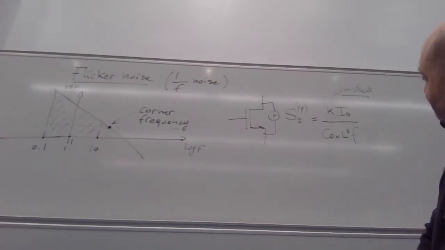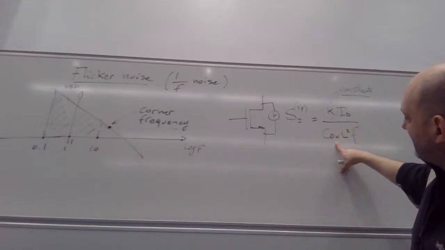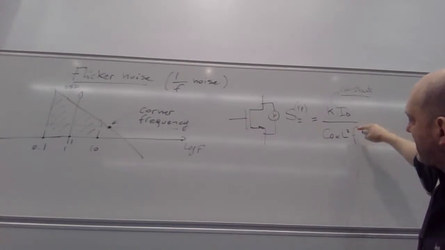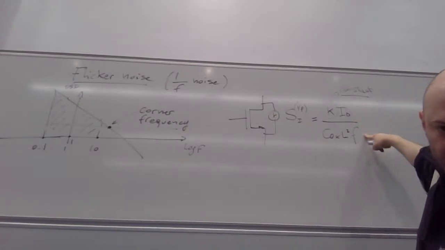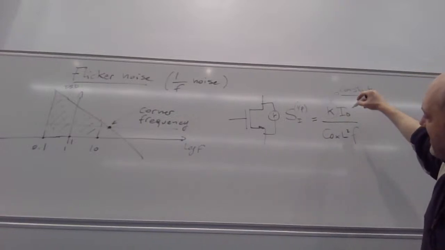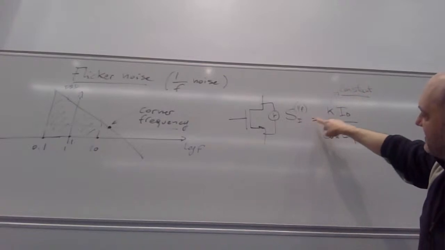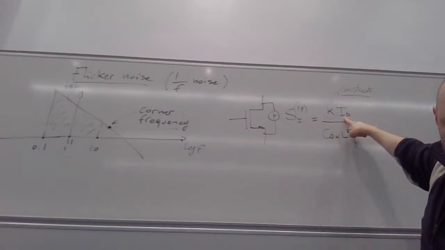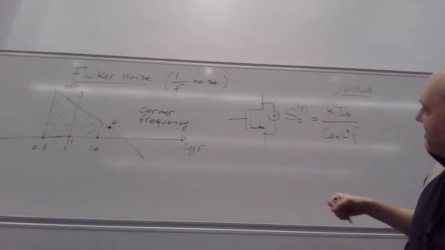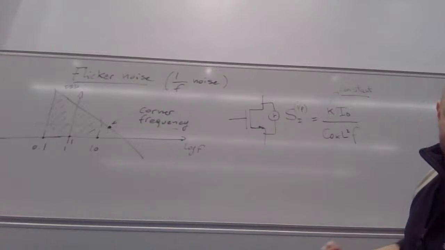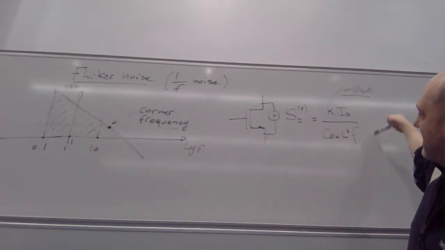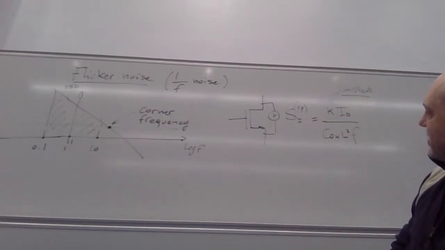And then we have the capacitance of the oxide, the channel length squared, and then of course we have the 1/f contribution there. Right, the crucial thing here is that this noise is proportional to the bias current ID. Okay, so flicker noise is a non-equilibrium noise, which means you need to drive a current through a MOSFET to observe 1/f noise.